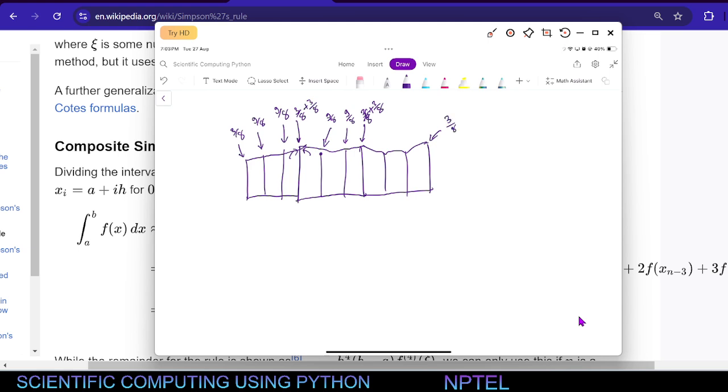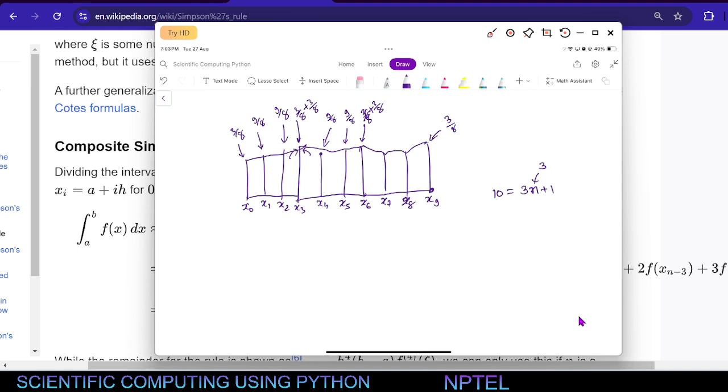So this is our x0, this is x1, x2, x3, x4. There is a reason I'm writing all of this. x7, x8, right? This is x9. So in total we have 10 points, which can be written as 3n plus 1, right? So n is the number of segments, which is 3. That's why we can do it.